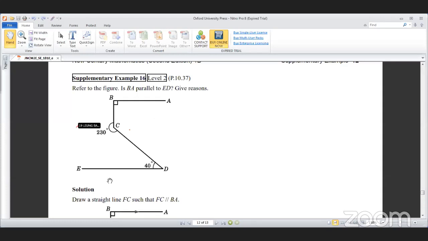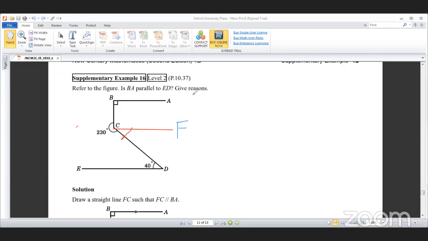You can see the hint here: draw a straight line FC. We tried that technique yesterday. Do you still remember? And then you try to learn this kind of sentence, how to write or how to tell people that you need to add the line. You can say you add a line, or draw a line, never mind.